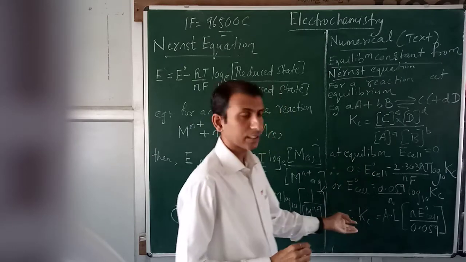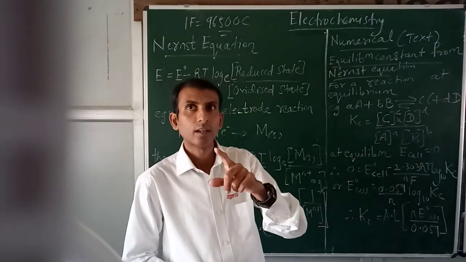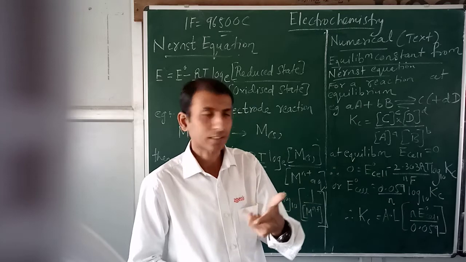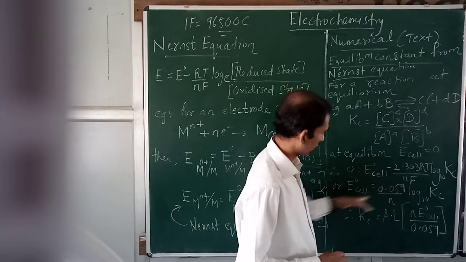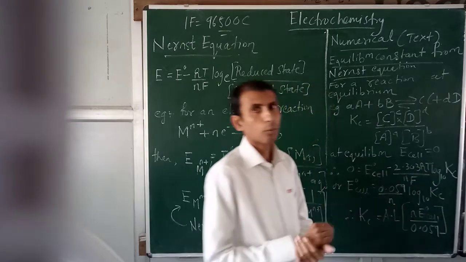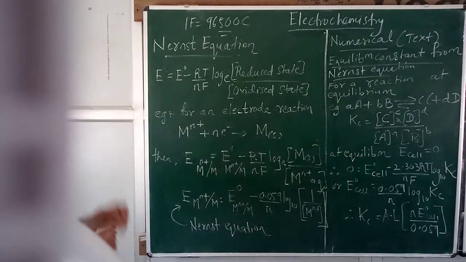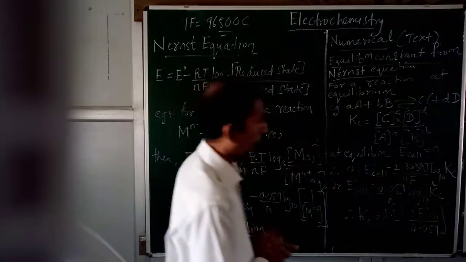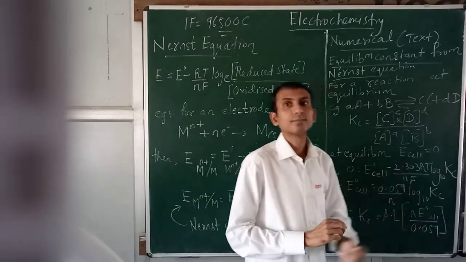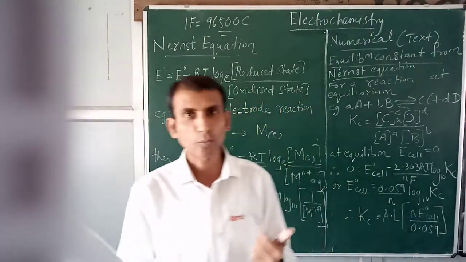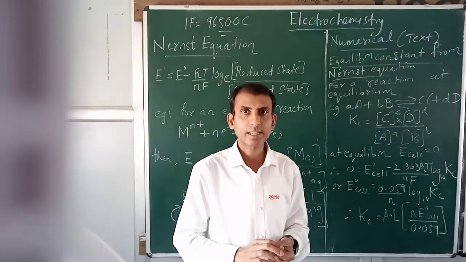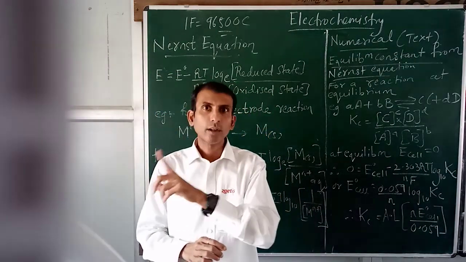Again rearranging in the final step, if you are asked to calculate the equilibrium constant Kc for the reaction, then you rearrange: Kc is equal to the antilog of n E naught cell upon 0.059. So this way you calculate the Kc for any equation. And how to calculate E naught cell, you also know: the standard potential for the cell, we studied in the last lecture. E naught cell is equal to E naught cathode minus E naught anode.